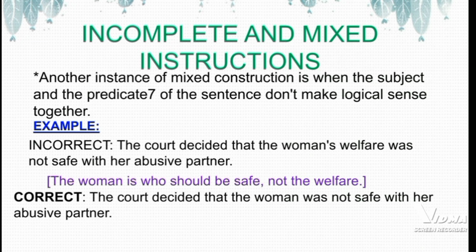Example, here is the incorrect sentence: The court decided that the woman's welfare was not safe with her abusive partner. By looking at this example, we can say that this one is correct, right? But by analyzing it, the woman is who should be safe, not the welfare, right? So the sentence may seem right, but it's not.